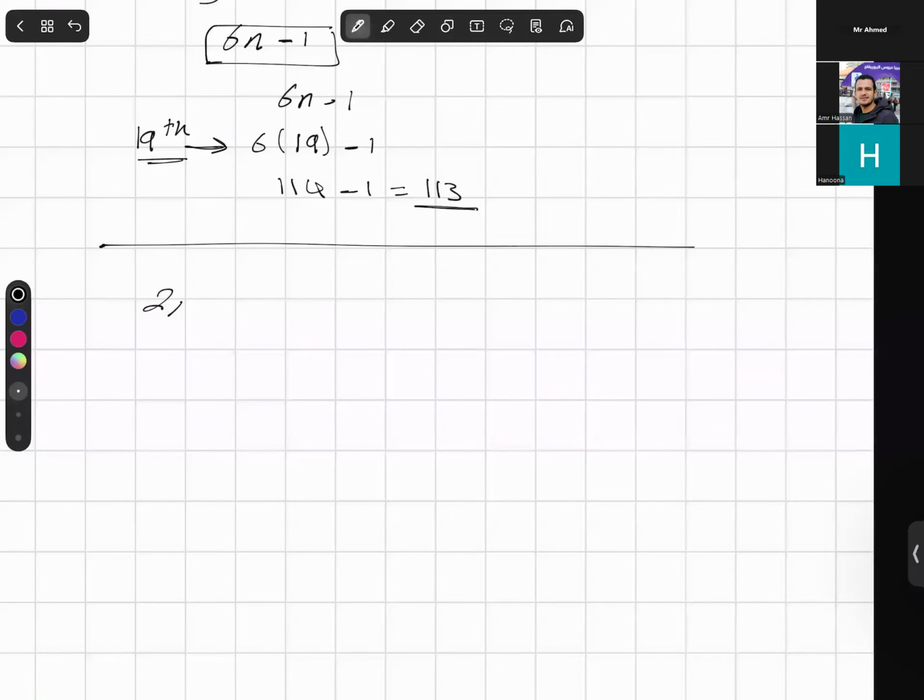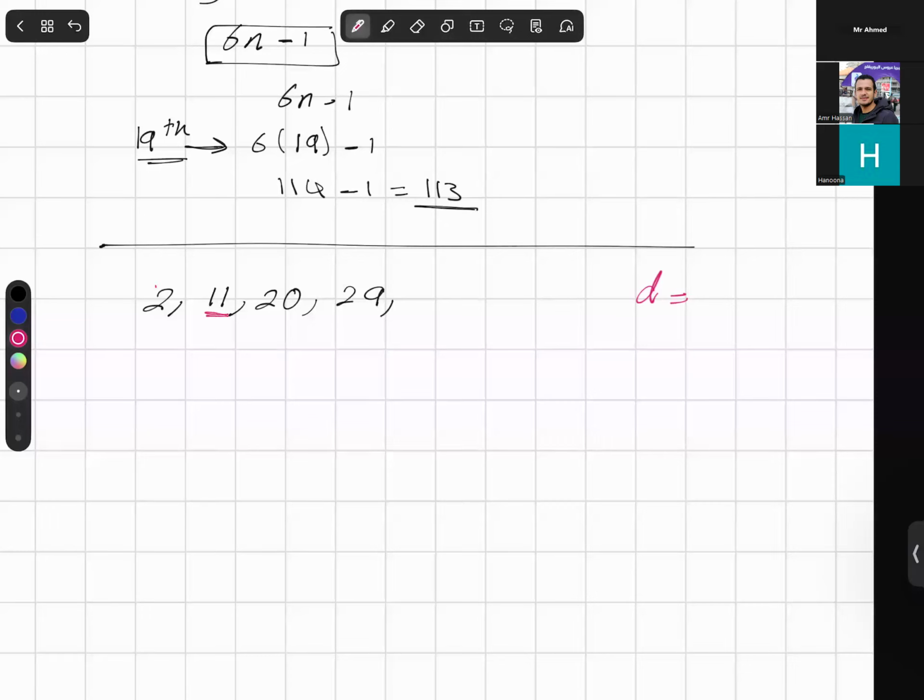What if we have 2, 11, 20, 29? Basically, I need to figure out whether this is an arithmetic sequence or not. How could I know? Do we have the same difference? Yeah, 9. So if you want to get the difference, you need to pick any 2 consecutive terms and subtract them from each other.